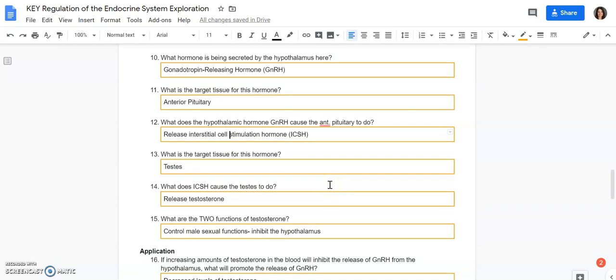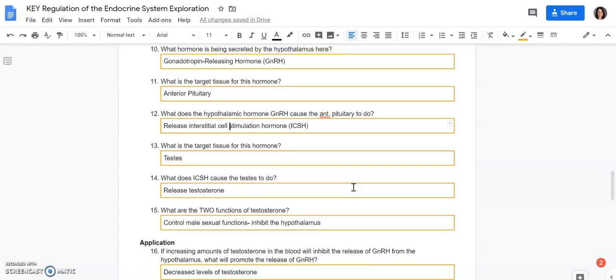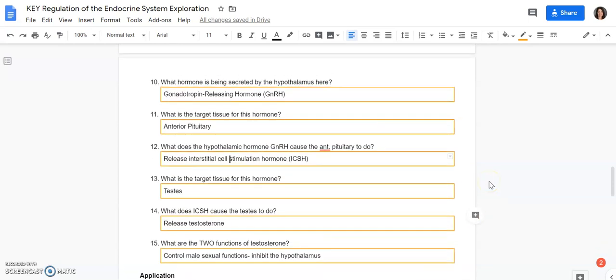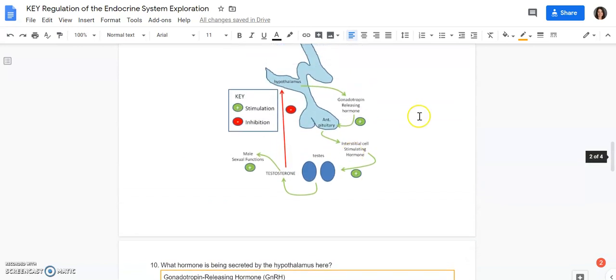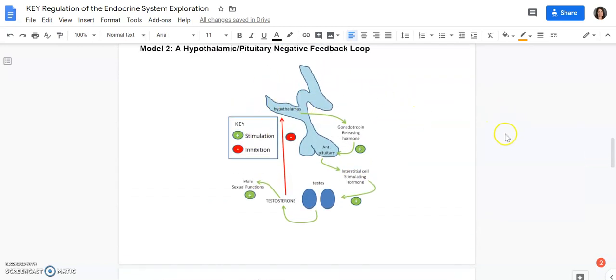And then what does this hormone cause the testes to do? Release testosterone. And then what are the two functions of the testosterone? Control male sexual functions and inhibits the hypothalamus. So again, if any of your responses differ from mine, go back and review this model. If you disagree, let me know.